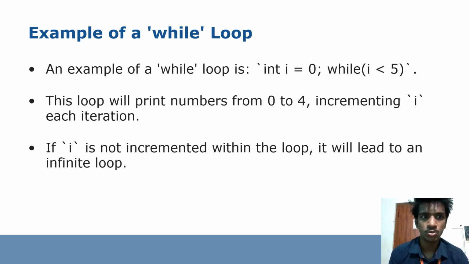Example of a while loop. An example of a while loop is int i = 0, while i < 5. This loop will print numbers from 0 to 4 and increment i each iteration. If i is not incremented within the loop, it will lead to an infinite loop.